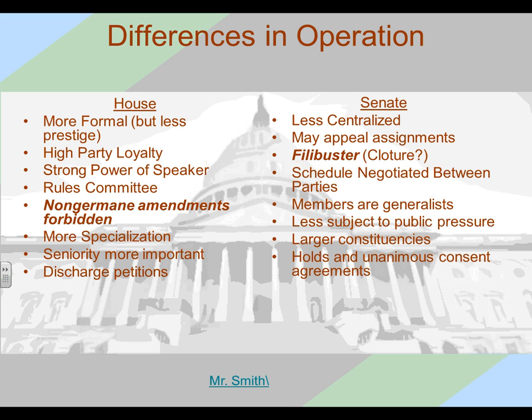But if I make the Speaker mad, I might find myself banished to the port committee. And again, there is nothing I can do about it. I'll just be stuck there for the rest of the congressional term. So that's kind of rough. This is one of the reasons why we don't see a lot of turnover for the Speaker of the House.